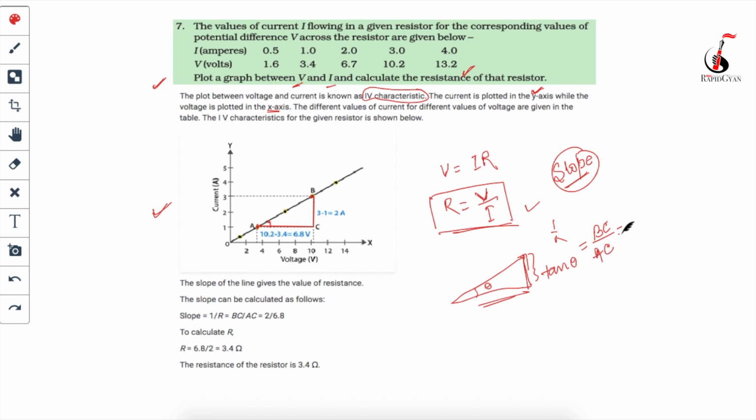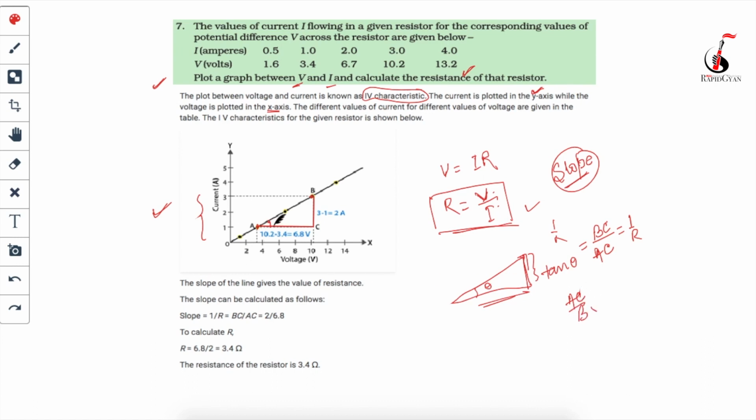So this is equal to your 1 upon R, because BC is what? BC is your current, and AC is your voltage. So if I do current upon voltage, this will reverse, this will become 1 upon R. So simply what we will have to do? We will have to find R. So instead of finding BC upon AC, we will find AC upon BC.